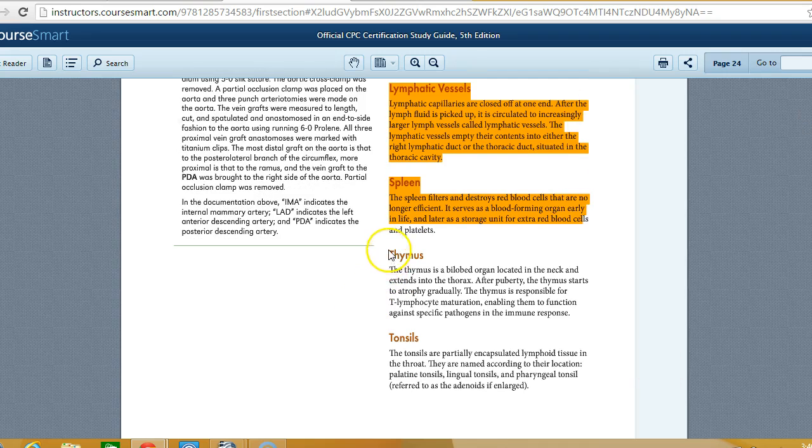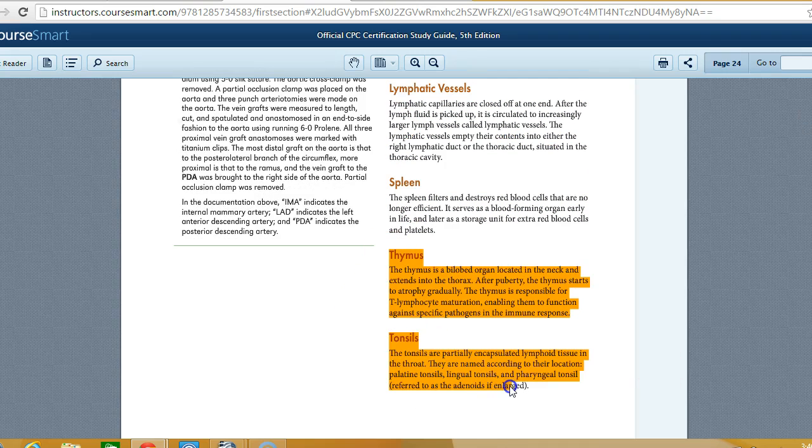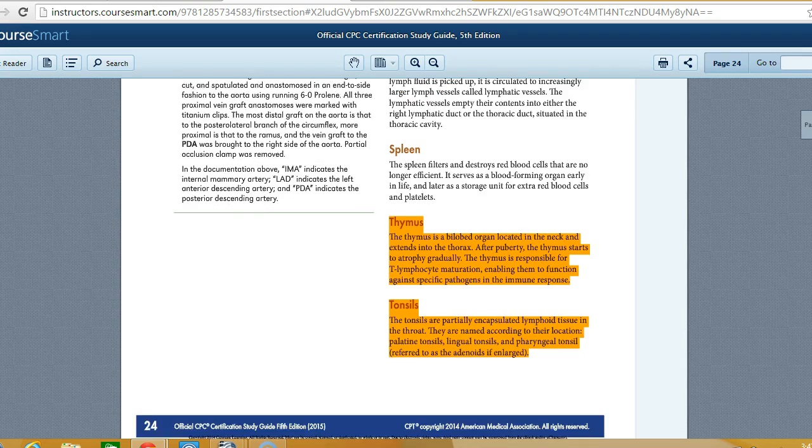And your thymus, as well as your tonsils, okay? So know the function of these. If you can't remember, I know it's been a while since you've had anatomy, so make sure you go back through and read over that again.